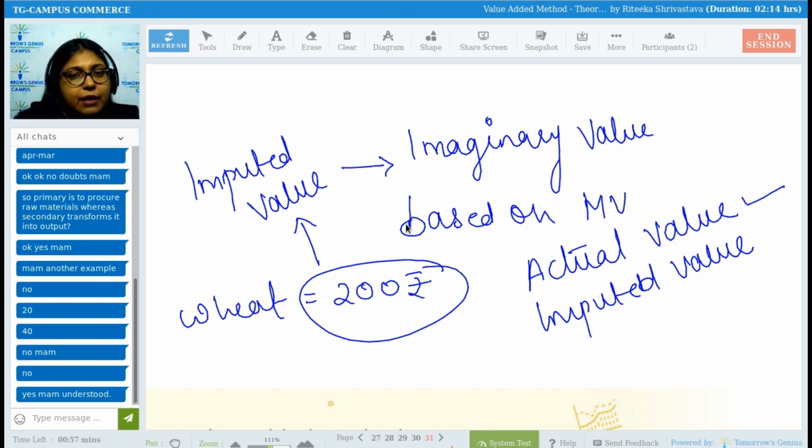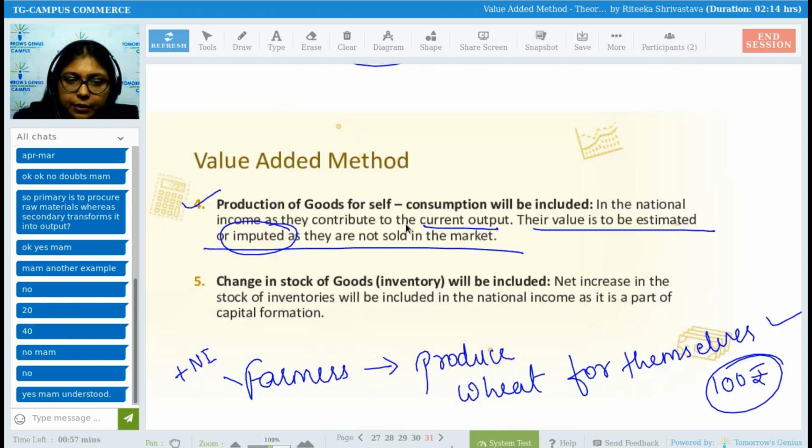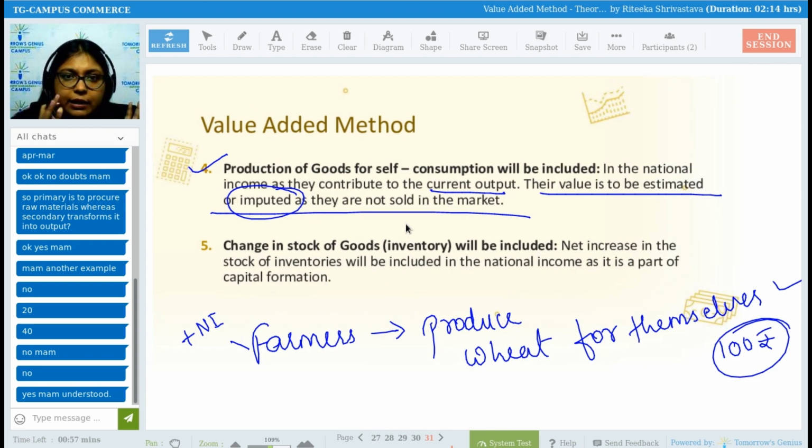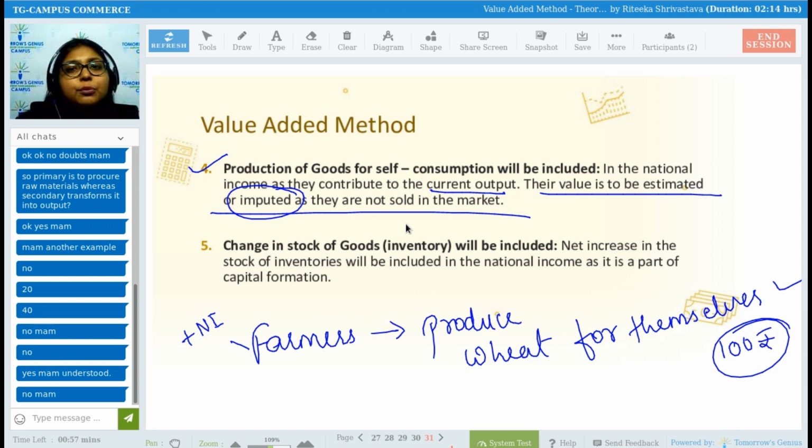So even if a farmer has self-consumed that wheat and is not selling it in the market, the present market value of that wheat is 200 rupees. So while computing national income, I will take 200 rupees for the value of wheat which has been self-consumed by the farmer. Is it clear? Any doubt? So even if production is done for self-consumption, it is going to be included in national income, be it the actual value or the imputed value.